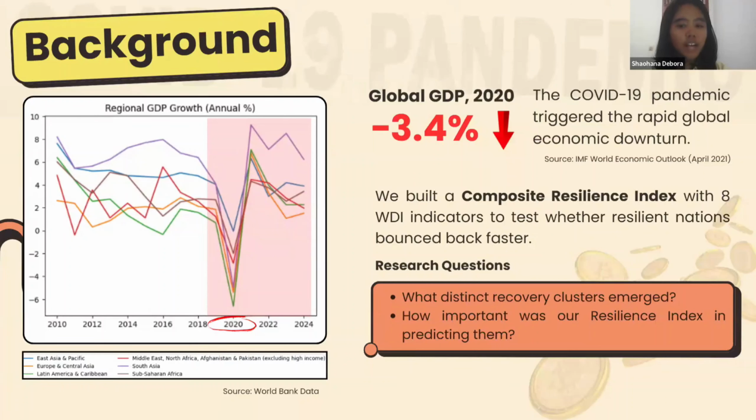Specifically, we asked two key research questions. The first one is what distinct recovery clusters emerged after COVID-19, and the second one is how important was our resilience index in explaining them. To answer this, we built a composite resilience index combining data from the World Bank, the Global Health Security Index, and COVID impact data to capture both pre-existing capacity and pandemic responses.